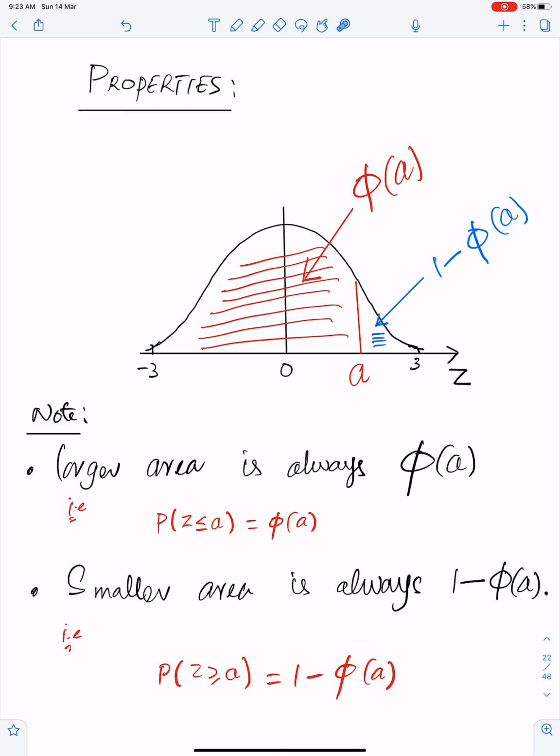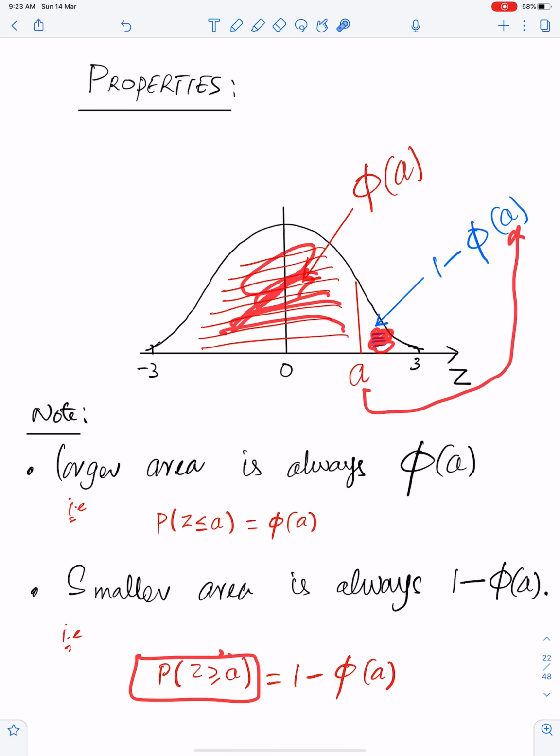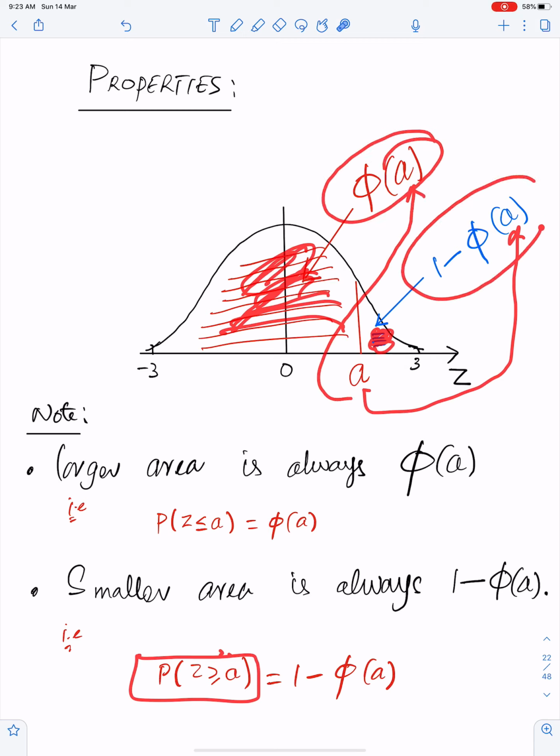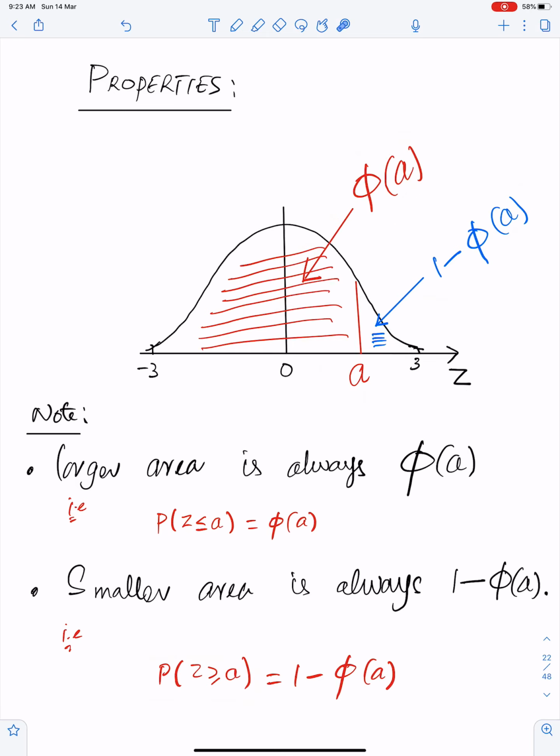So if you need this probability, you need this area, and this area is a small area with respect to this area. So this area must be 1 minus phi of this number, and this area means phi of this number. So a large area is always phi and a small area is always 1 minus phi. You need to learn this.